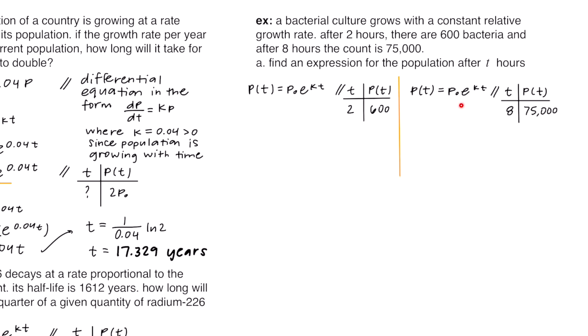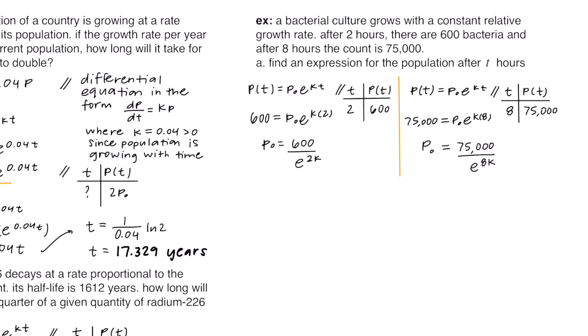So what I did is I set up our equation twice because we have the population is 600 after 2 hours, and then we have the population is 75,000 after 8 hours, and they don't give us any information about the initial condition. So we're going to plug in these values here, and then we'll plug in these values over here. So I got everything plugged in, and next we're going to isolate the P naught for both equations. So we end up getting that P naught is equal to 600 over e to the 2k, and then over here P naught is equal to 75,000 over e to the 8k.